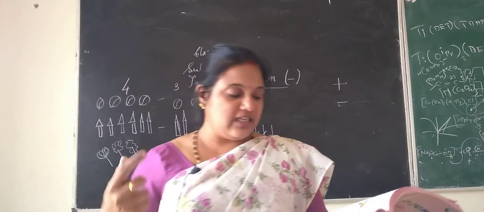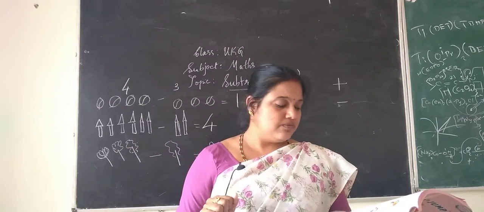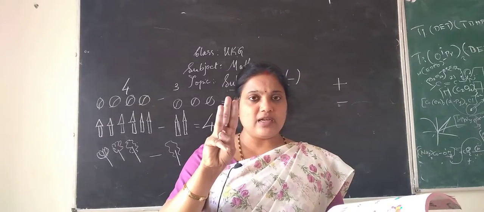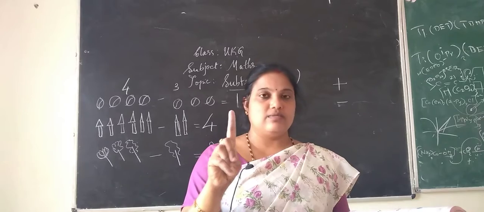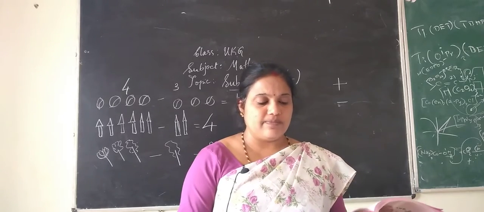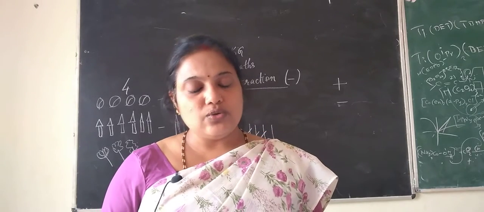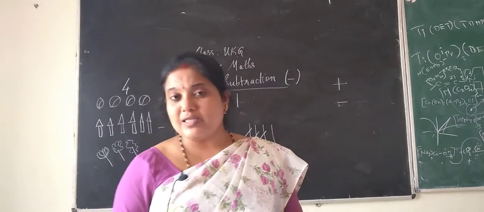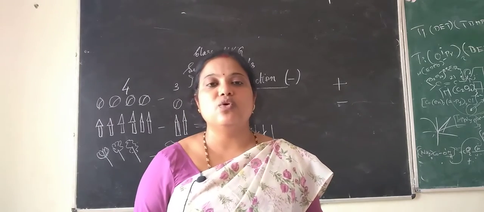Amit had 3 ice creams. He gave 2 to his sisters. What is left now? He had total how many? 3 ice creams. He gave 2 to his sister. So there is only 1 left. Children, there are 6 pencils in a box. 2 got lost. What is the answer? 6 minus 2 equals 4.